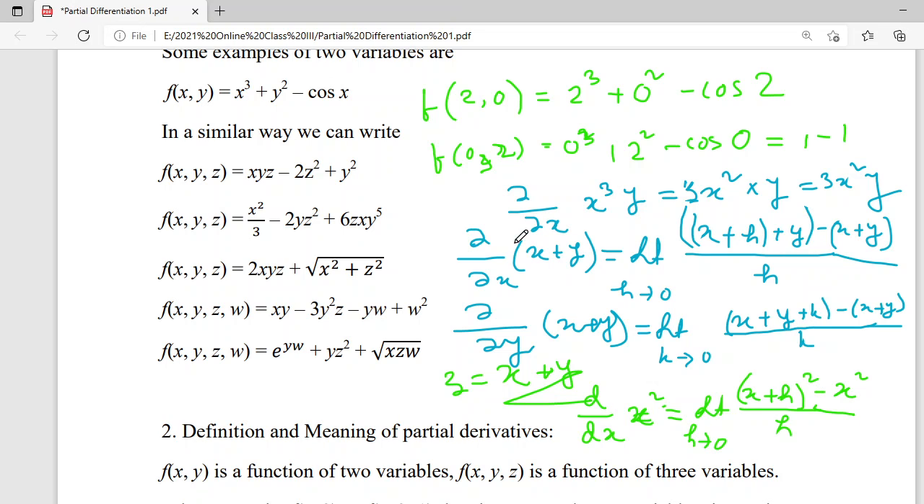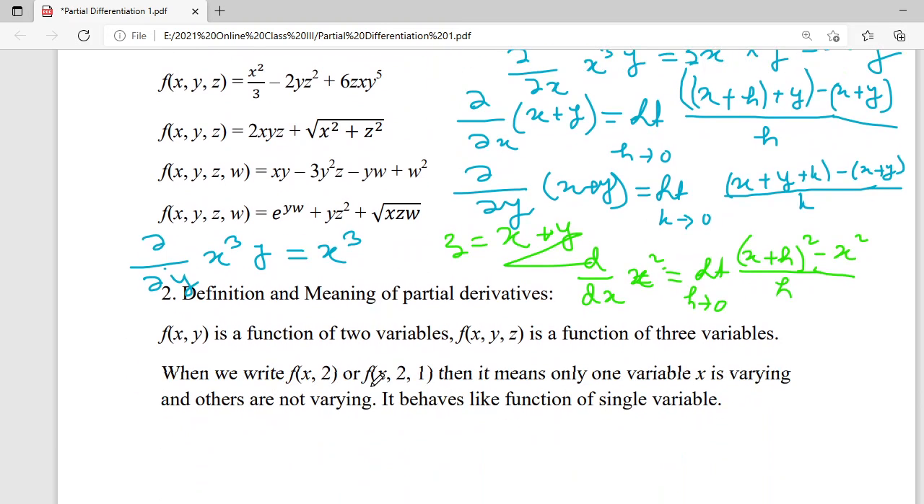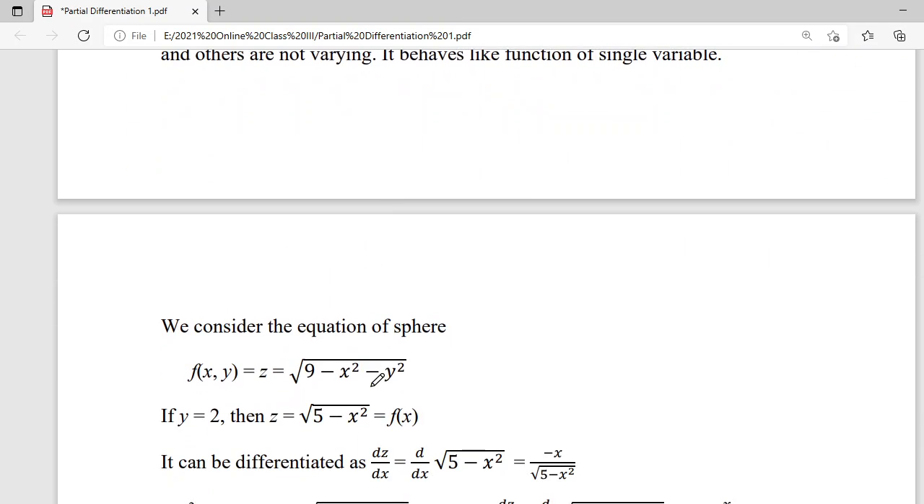In this case, del y of x cube y will be what? We are taking with respect to y only, so x cube stays as it is. So del y of x cube y is equal to x cube. We consider x cube as constant and the derivative of y is 1, so it is 1 into x cube. So this is the partial derivative. These are some examples.